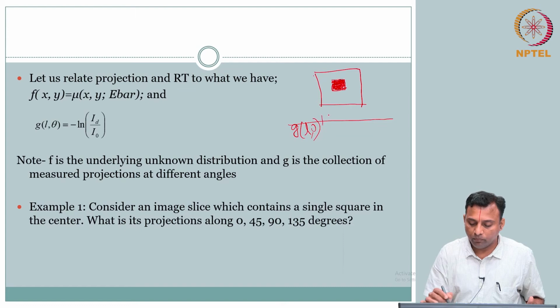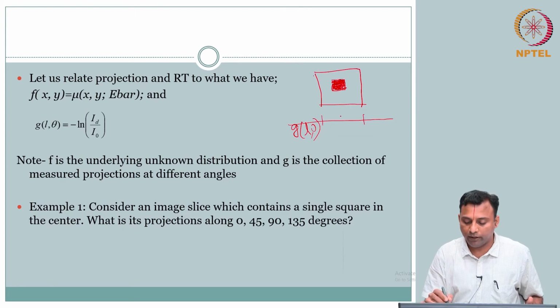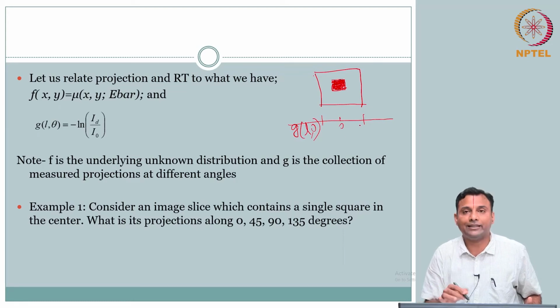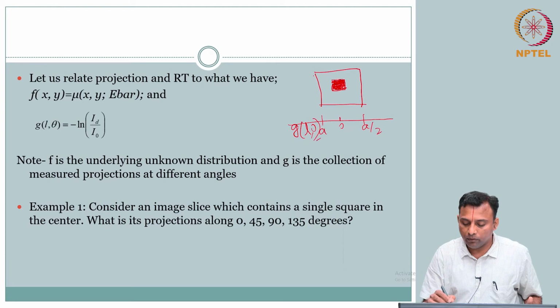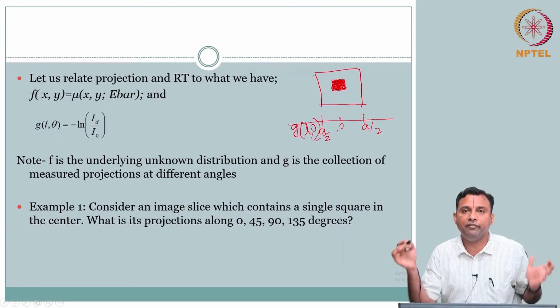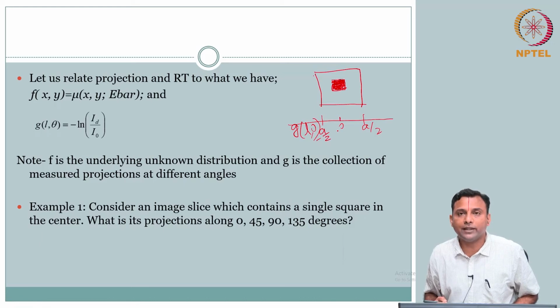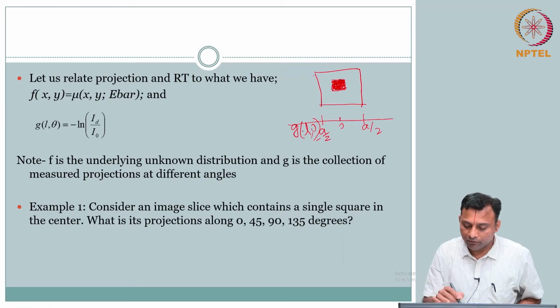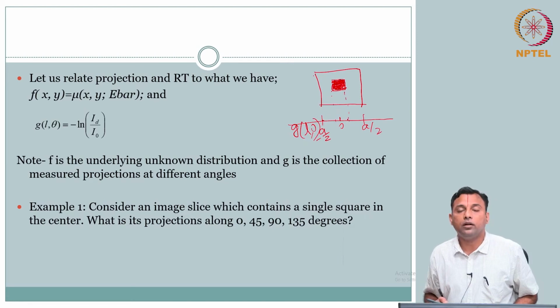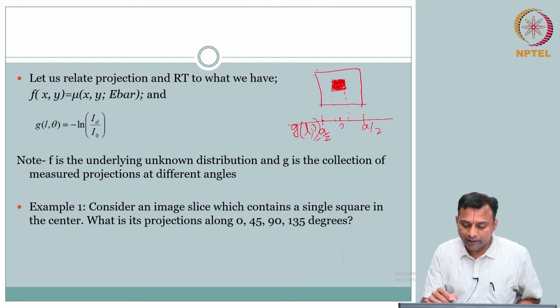So this is my length. If I take this to be 0, minus L by 2 to plus L by 2, or whatever length you want to give this, right? Minus A by 2 to A by 2, A being the width. You see what's happened? What is my projection? 0, 0, 0, 0. So line integral, all this is 0.